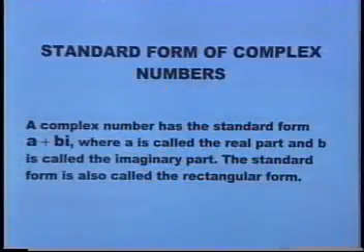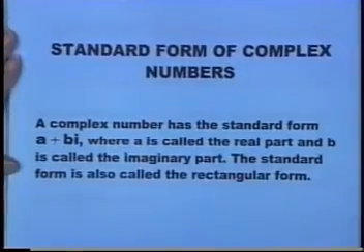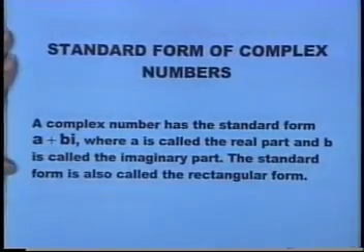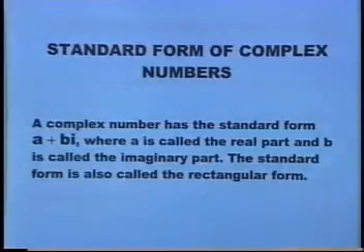Now, I will do a quick review about some of the basic concepts of complex numbers, but I won't be able to cover everything that you probably need to understand before you go into the trig form. Let's take a look at what we mean by the standard form of a complex number. A complex number has the standard form a plus bi, where a is called the real part and b is called the imaginary part. The standard form is also called the rectangular form, and you'll see a reason for that in a second when we talk about graphing complex numbers.